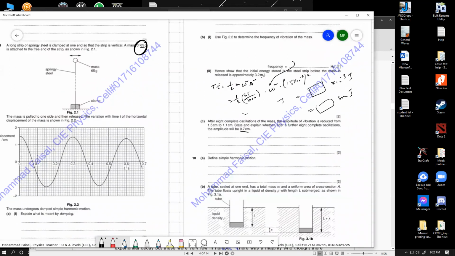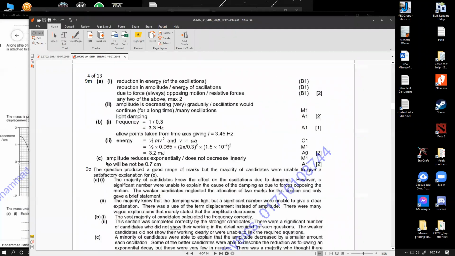Let's look at the mark scheme. This is question number 9C. It says amplitude reduces exponentially, does not really decrease linearly. You can write either of these. So it should not be 0.7 centimeter. They only wrote that this should not be 0.7 centimeter. If I was writing the answer, I would write that after eight further oscillations, it would be much bigger than 0.7 centimeter. Or you could also write that 0.7 centimeter of amplitude would happen at a much bigger number of oscillations than 8 in the further motion.